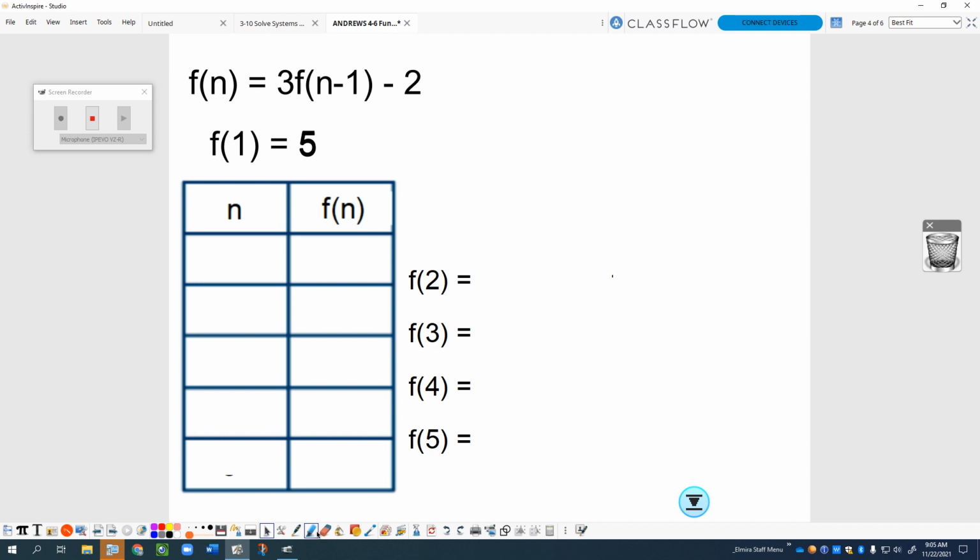Let's do this again. I'm going to use my highlighter, and I'm going to find where the F starts and n-1 ends. Okay, so everything that's pink is going to go away. This function, the sequence, is 3 multiplied by the previous term, subtract 2. So my first term is 5. Okay, so if I'm filling in the rest of the table, finding the rest of the values in my sequence.